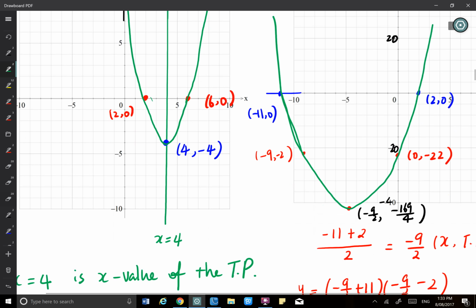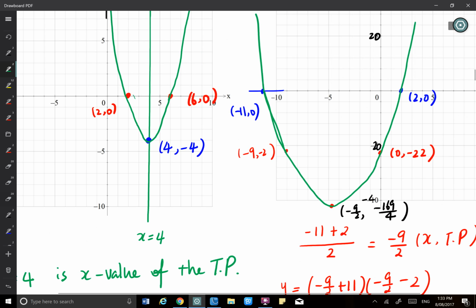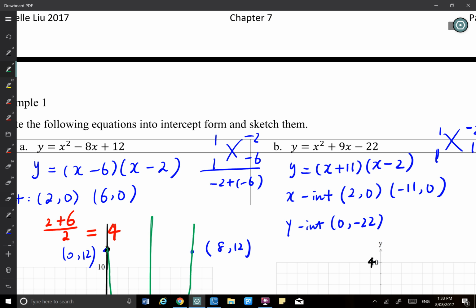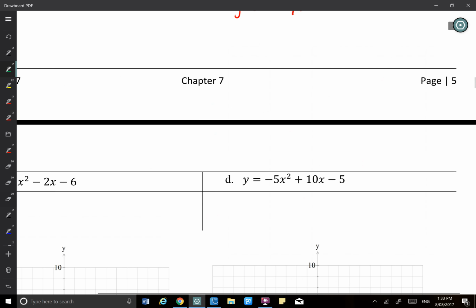Alright. Any questions so far for those 2 exercises? Okay, if not, let's have a look at the next 2.